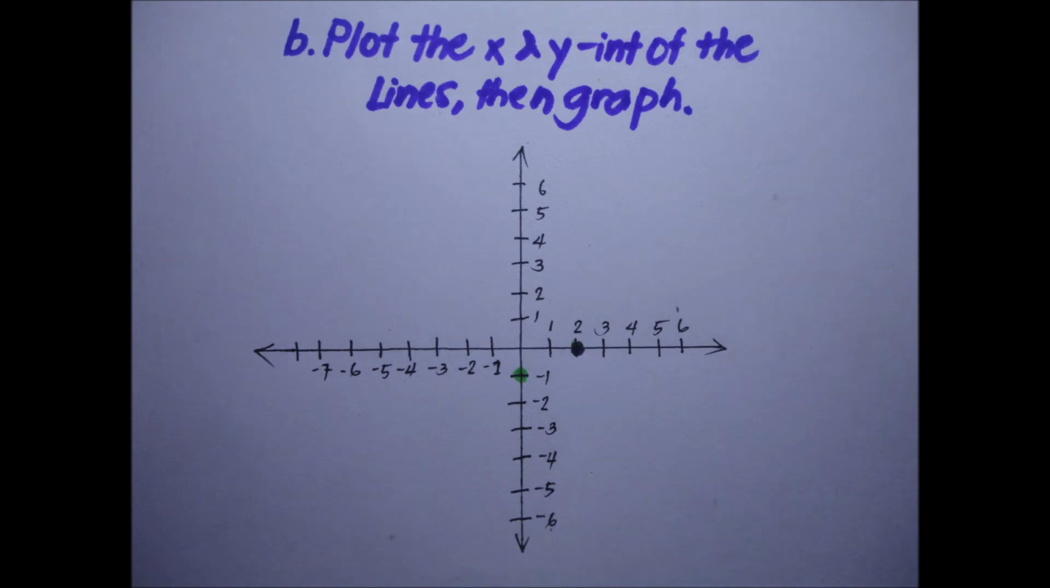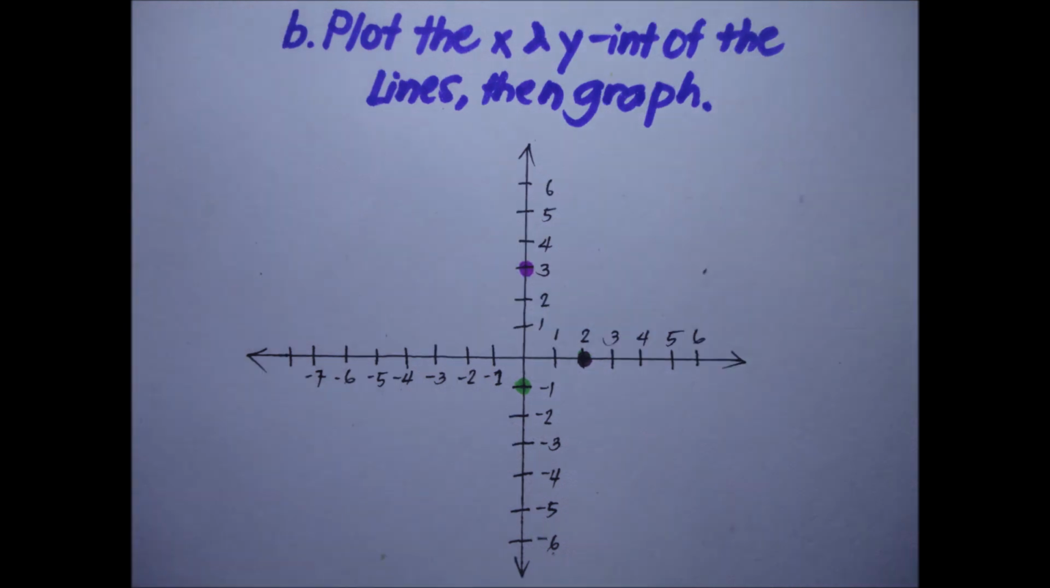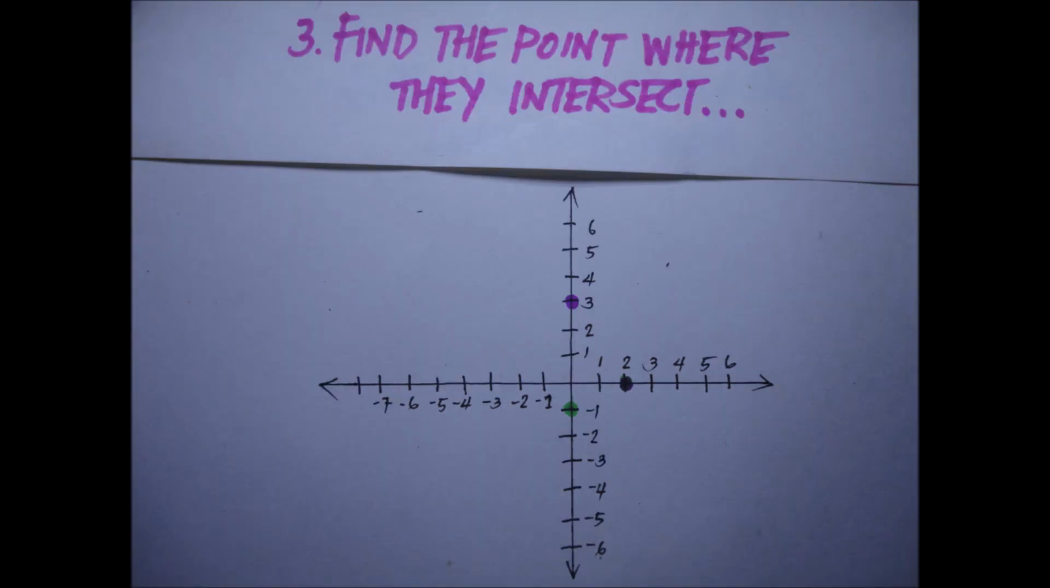After marking the x-intercept and y-intercept of the first line, we will now mark the x-intercept of the second line, which is 2. After marking the x-intercept 2, we now mark the y-intercept 3 on the y-axis. We will now move on to the third and final step, finding the point where they intersect.